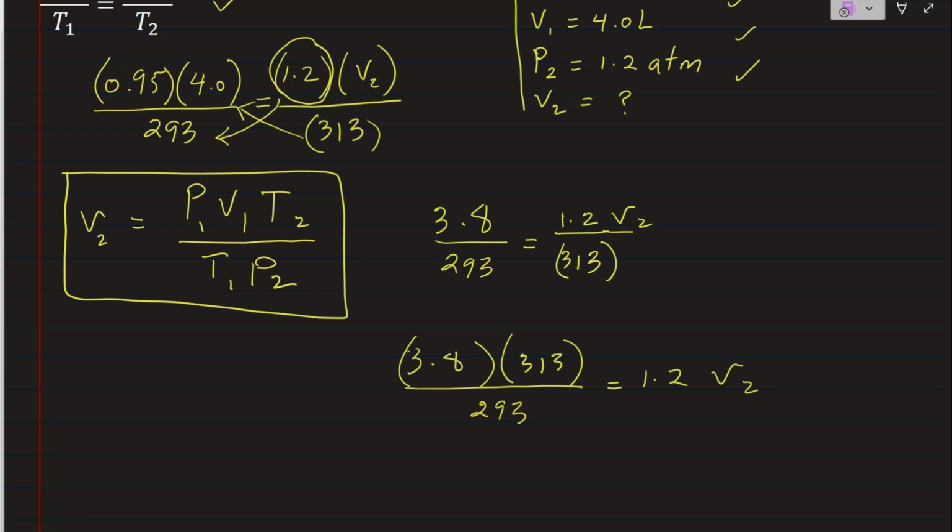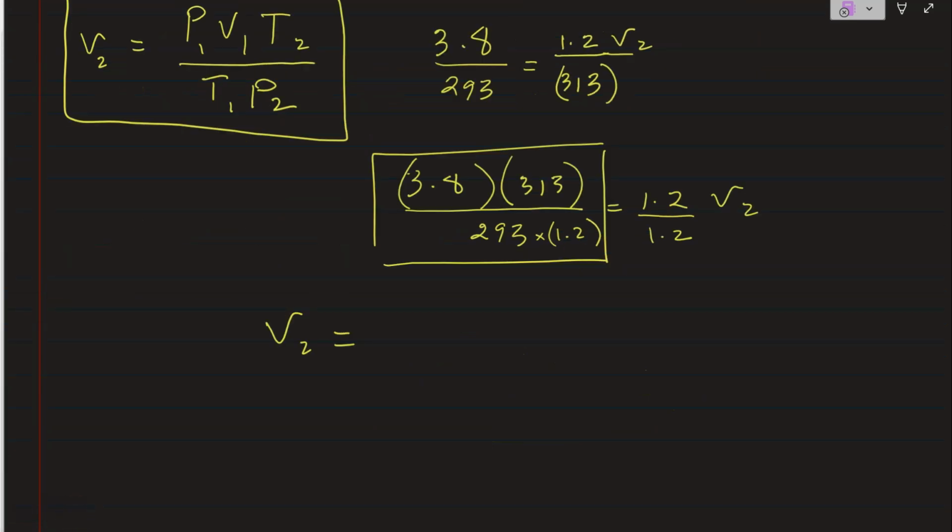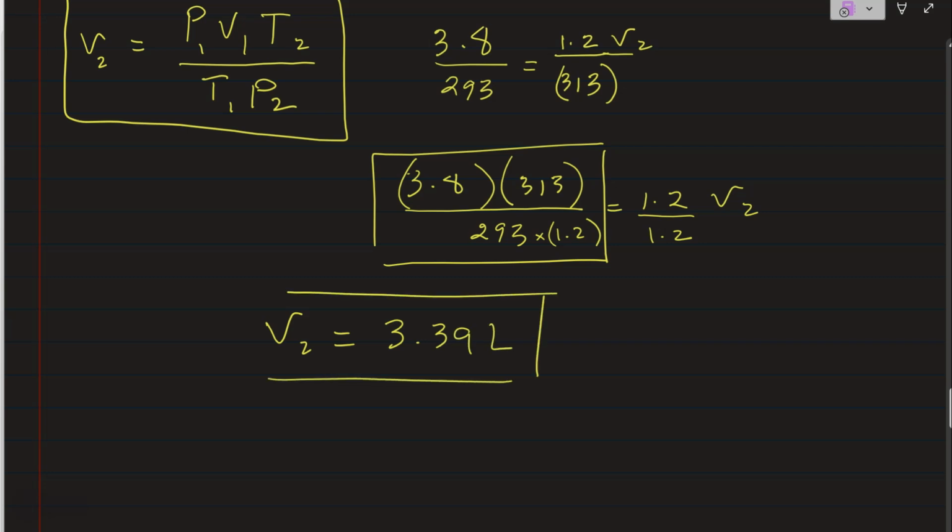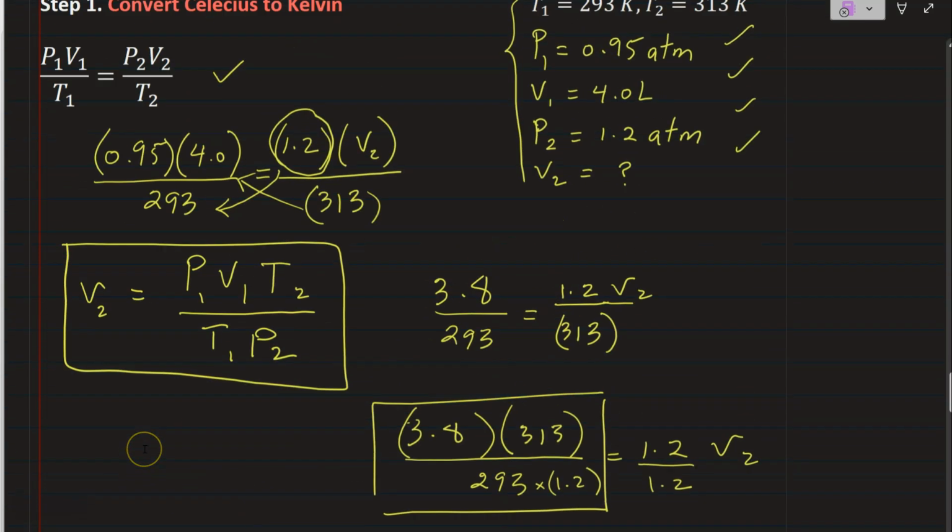Now we have to divide everything by 1.2 because we need to get rid of the 1.2 to solve for V2. When you divide the other side, that's basically you multiplying the denominator by 1.2 because you're dividing. When you do this, your final answer will be right here. You just have to punch it into the calculator, and V2 will be 3.39 liters. This is the combined formula of Charles' law and Boyle's law.